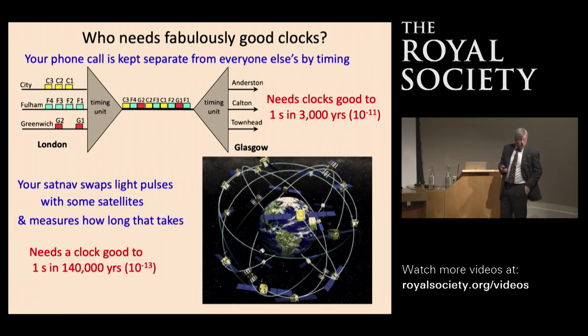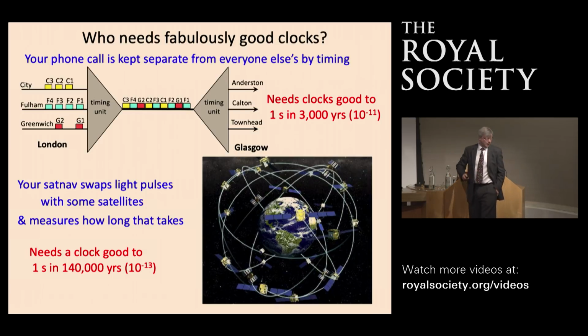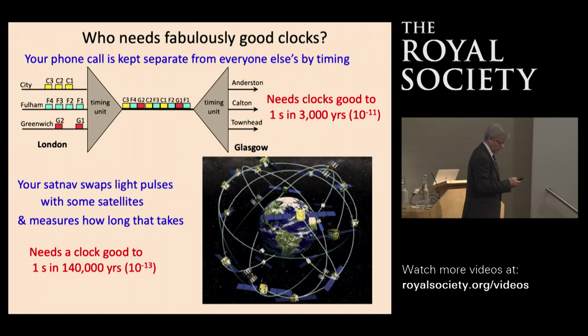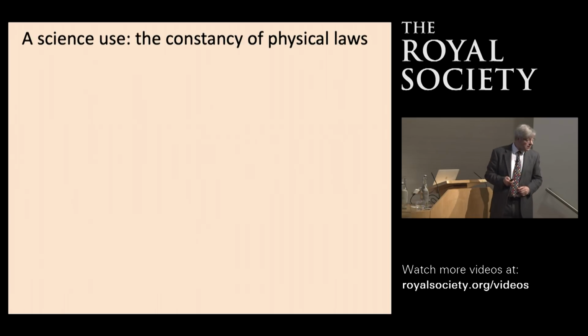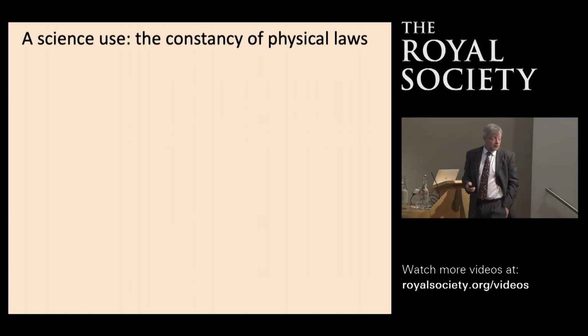It's not just good for technology, it's good for science. So I want to give you one example. I mean, there are many other examples of why we need clocks, but I'm going to stop with that. For science, here's an interesting question. We have what we consider to be laws. So we write down some equation that says, this is how it is. And there's an obvious question, okay, that's how it is today, but will it be like that tomorrow? And was it like that yesterday? Well, with these amazingly accurate clocks, you can try to answer that question. So a science use is testing the constancy of physical laws.